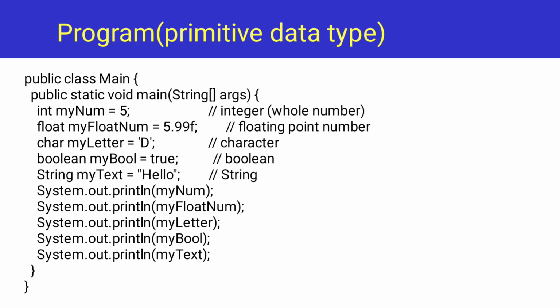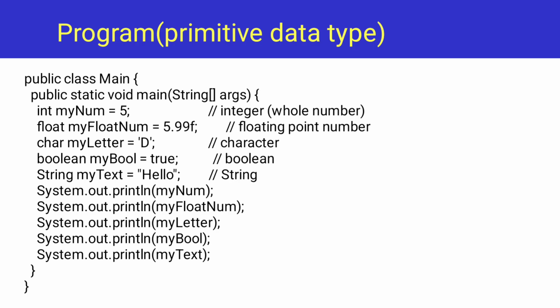Now what we can do is print all the values. The first answer prints 5, the next one is 5.9, the next one is d, the next one is true, and the next one is hello.